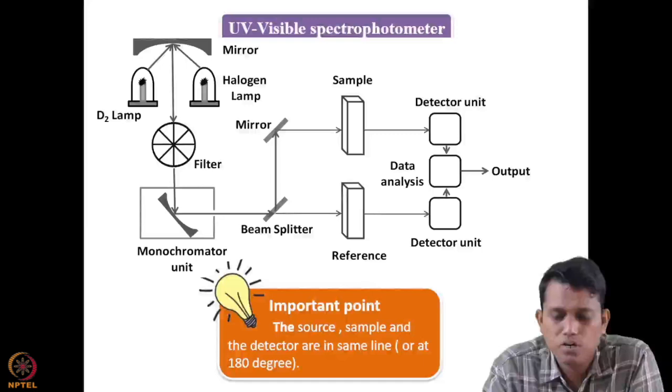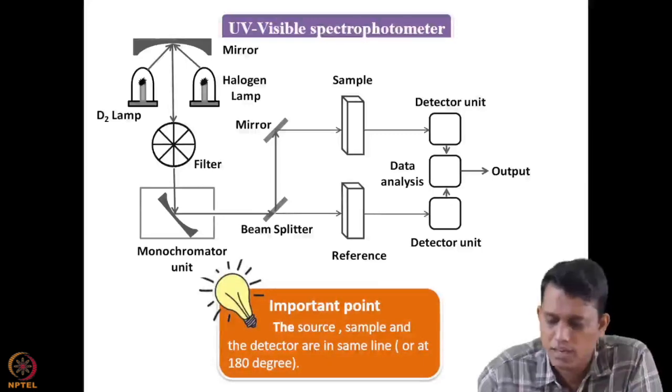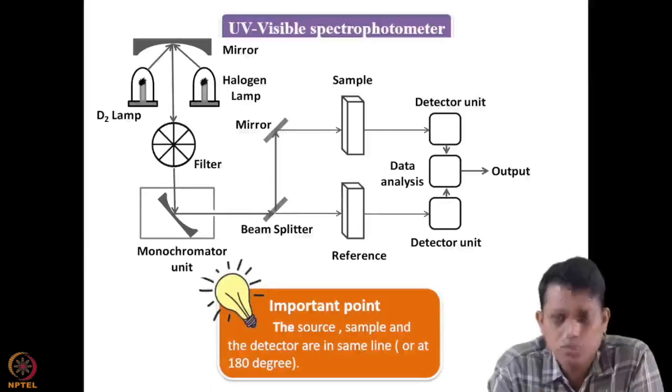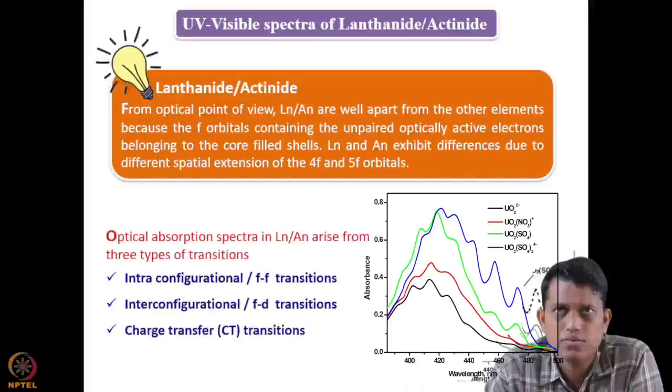Since you know the Lambert-Beer law, and since you are getting A from this kind of absorbance, you will get some peak like this, in which your A is nothing but this. And since you are getting A, and you know the concentration, you can always calculate the epsilon or the molar absorptivity. This is, I think, something everybody knows, so I will not spend much time on this.